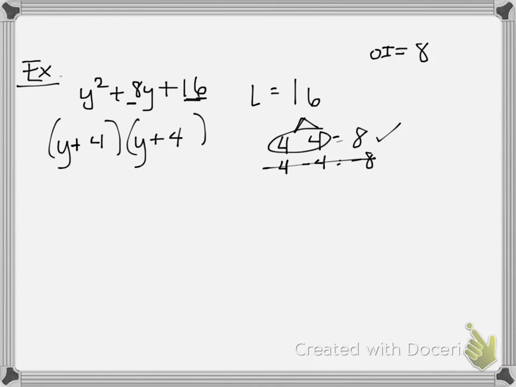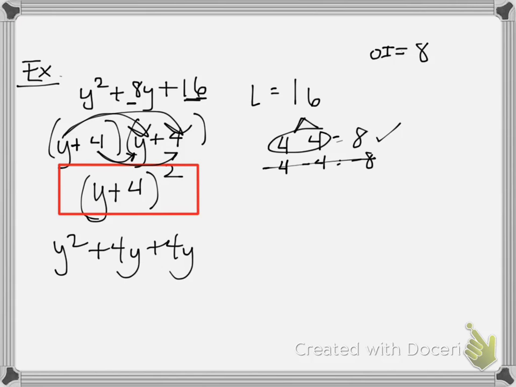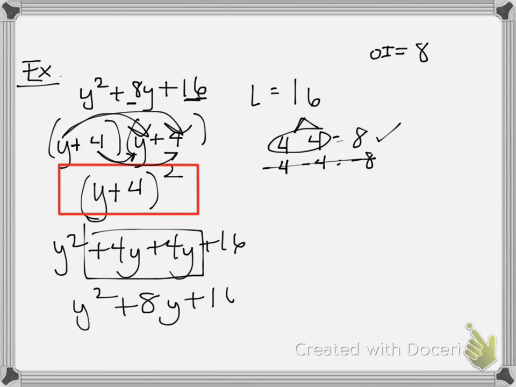Anytime you have two factors that are exactly the same like that, the way you write them is y plus 4 squared. And that would be our answer. If I wanted to check this, I could just simply FOIL it out. y times y is y squared. y times 4 is 4y. 4 times y is 4y. And 4 times 4 is 16. Combine my like terms and end up with y squared plus 8y plus 16. And it does match the initial.